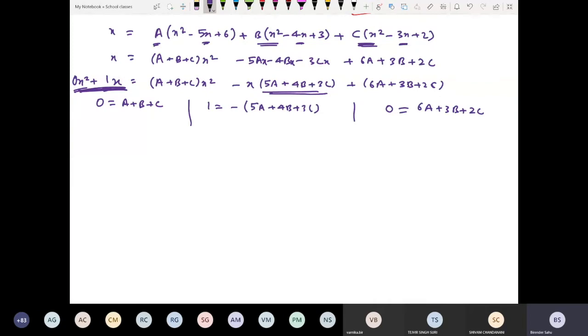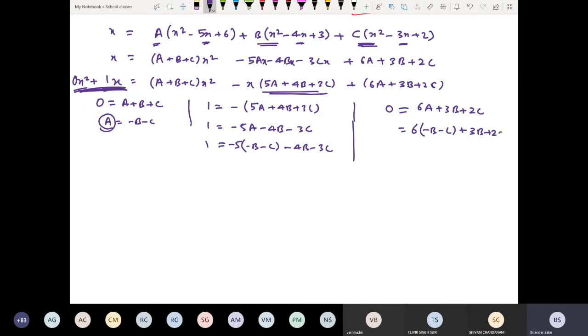You can find A from here, which is nothing but minus B minus C. You can put it here; we are eliminating A. In minus 5A minus 4B minus 3C, instead of A we write minus B minus C, so we get 5B plus 5C minus 4B minus 3C, which is B plus 2C. Similarly, in 6A plus 3B plus 2C, we write minus 6B minus 6C plus 3B plus 2C, which is minus 3B minus 4C.